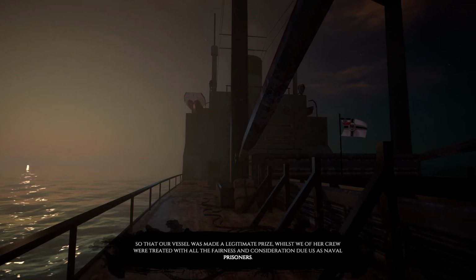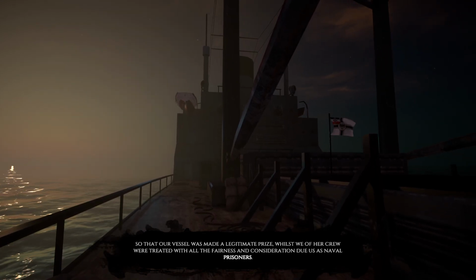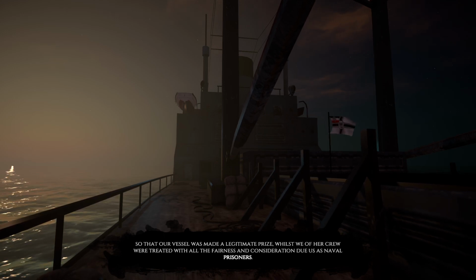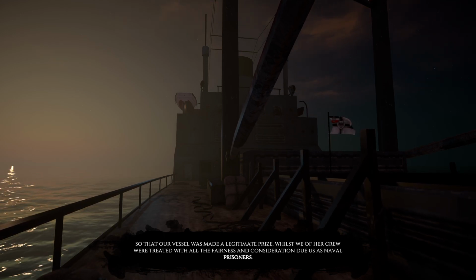So that our vessel was made a legitimate prize, whilst we of her crew were treated with all the fairness and consideration due us as naval prisoners.